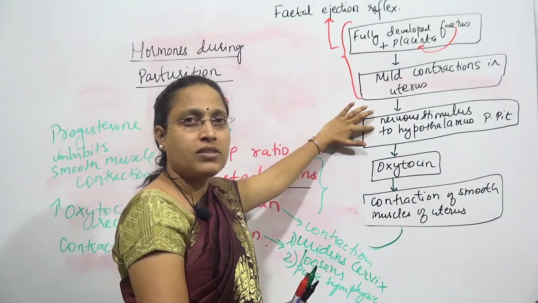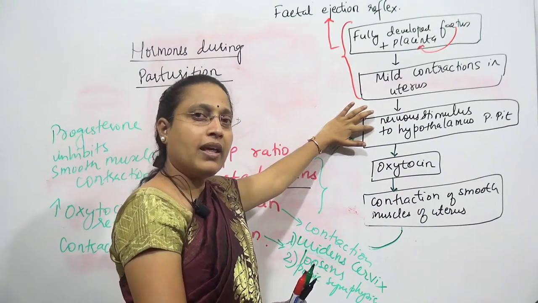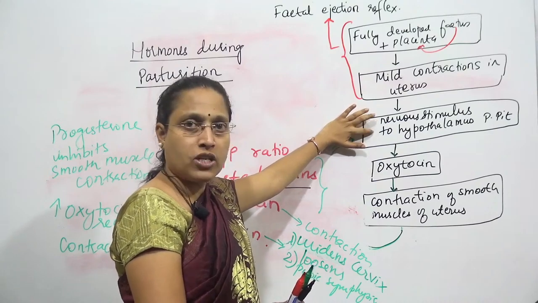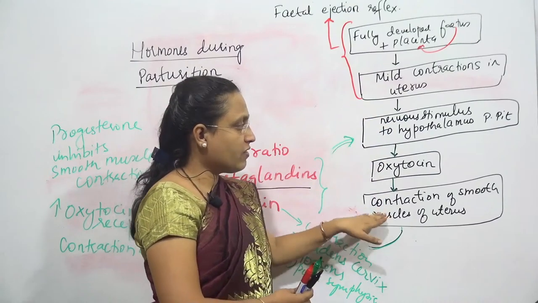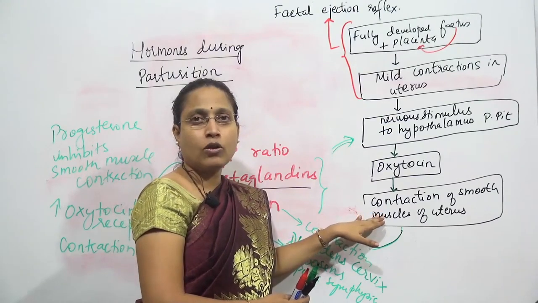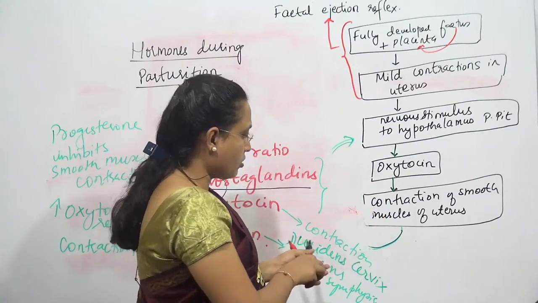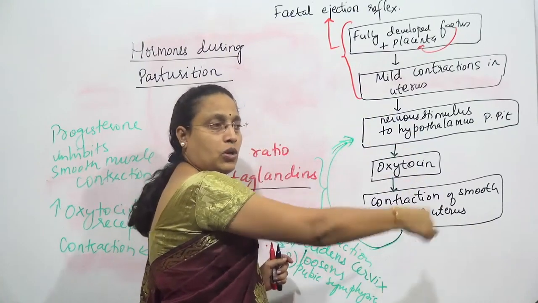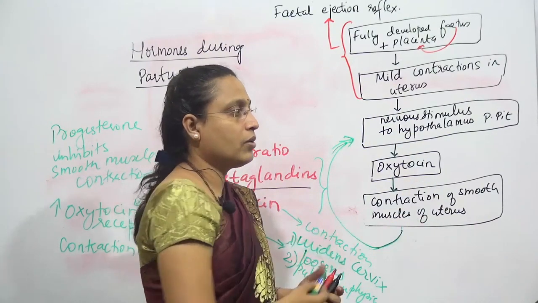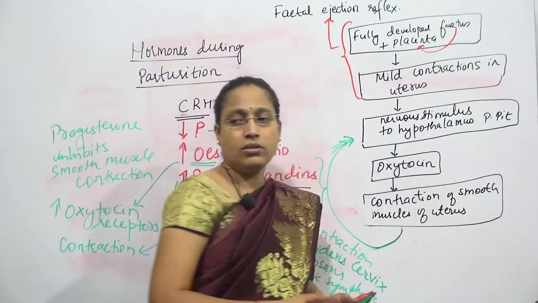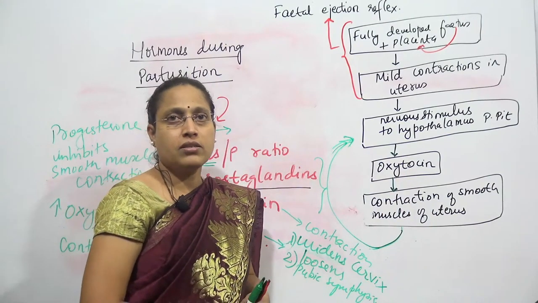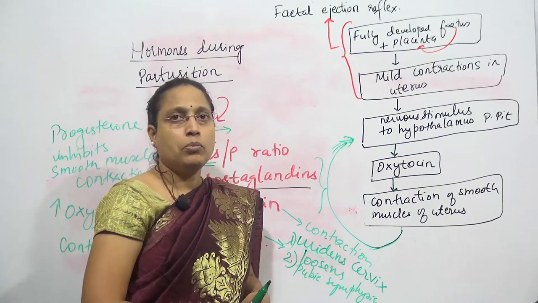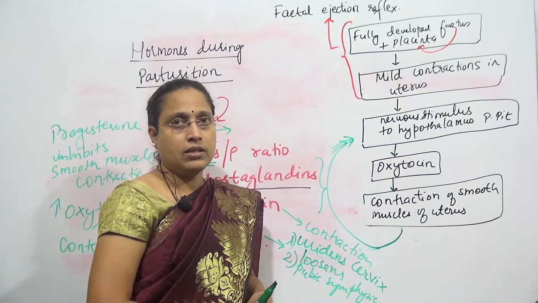The hypothalamus secretes oxytocin, but oxytocin cannot be directly released from the hypothalamus. It is stored in the posterior pituitary and released from the posterior pituitary. From there, the oxytocin will bind to the smooth muscles of the uterus and cause contraction, and this is a positive feedback mechanism. It continues to cause contraction. So this is how parturition occurs.